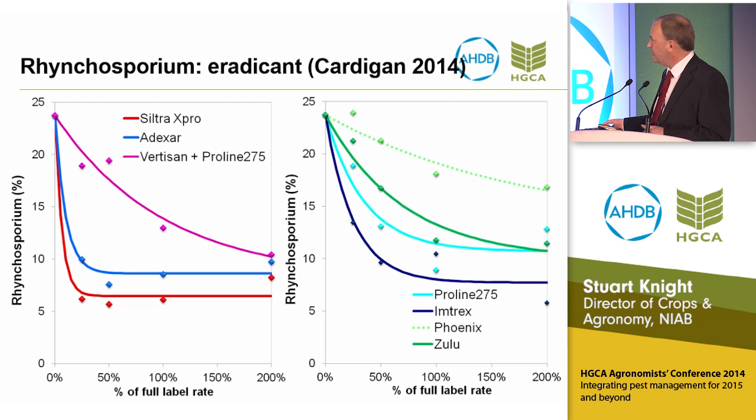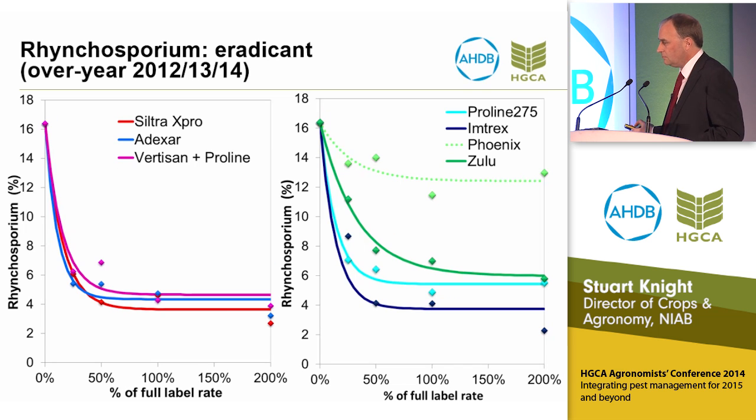If we look at our 3 SDHI azole mixtures, it's a similar story to what you saw with the protectants, in the sense that the Siltrex Pro and the Adexar are quite closely matched, but the Vertizan Proline is somewhat off the pace in terms of its performance, not really showing much improvement over the Proline alone in 2014. If we look at the over-year eradicant data for Rhynchosporium, again you can see that we've got some contribution in terms of control from the Phoenix, but compared to the other products it's relatively less effective.